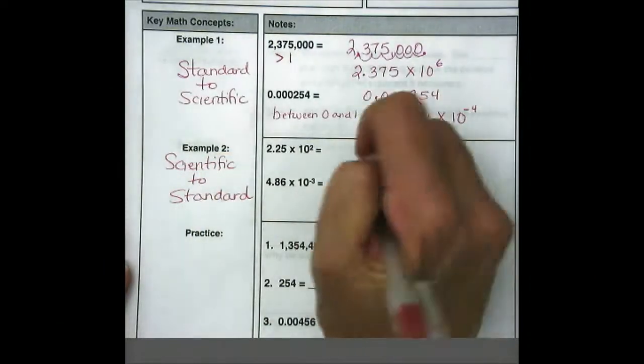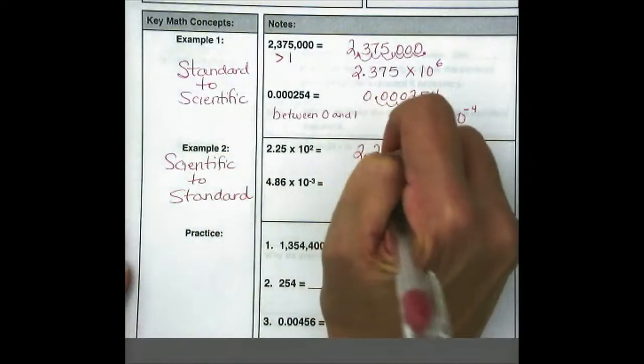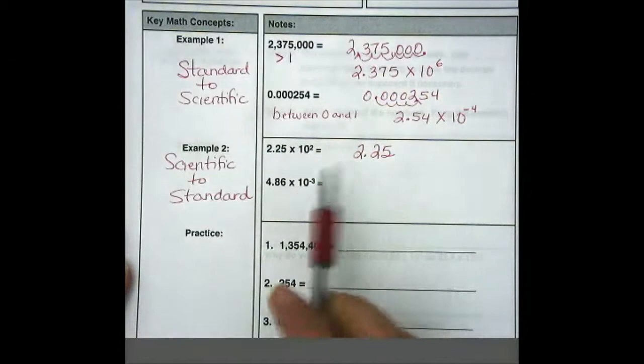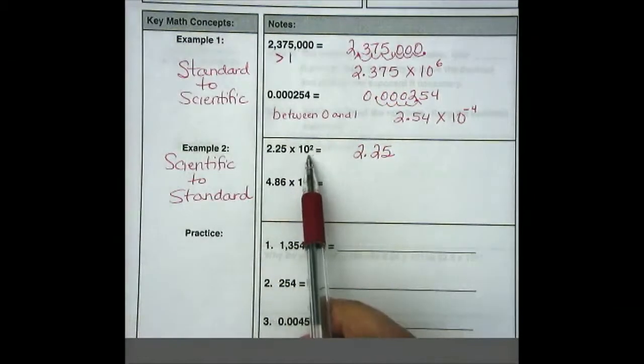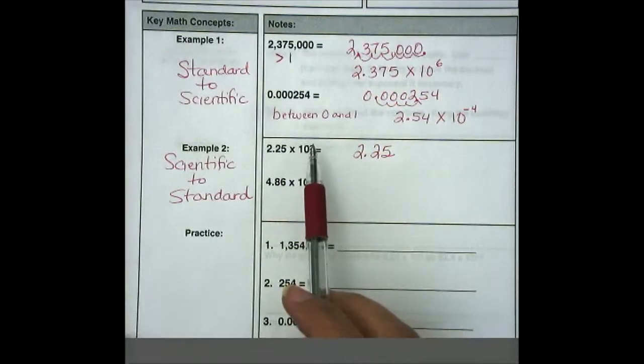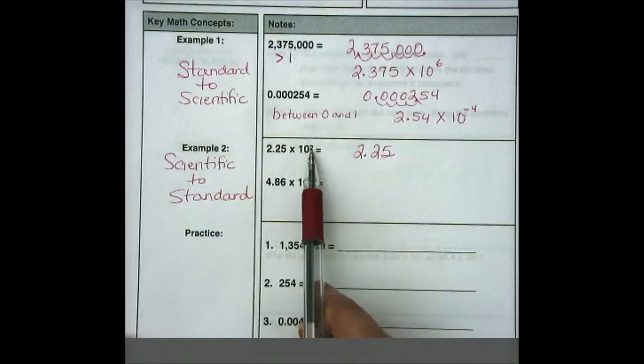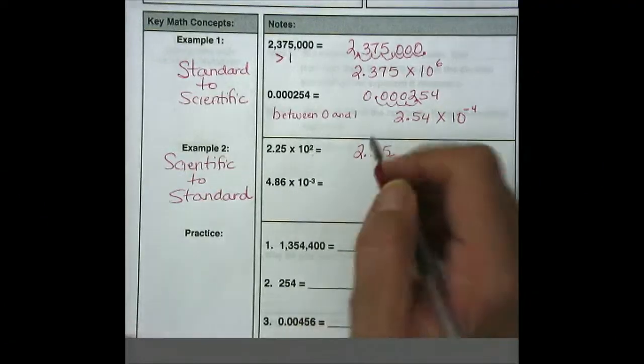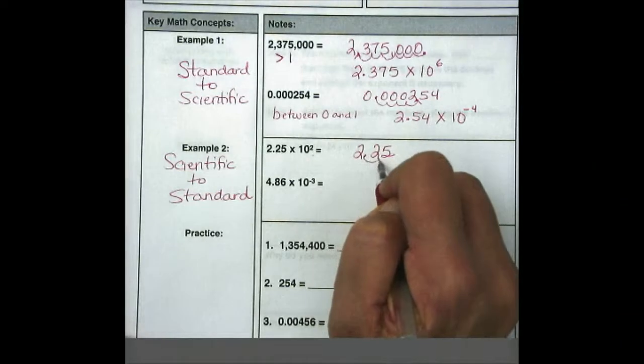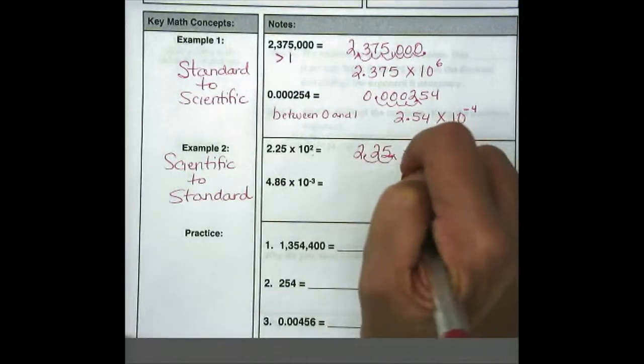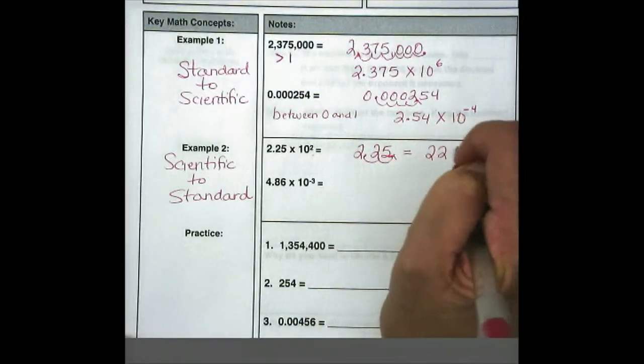2.25 times 10 to the second. So I'm going to just write my number out here, 2.25 times 10 to the second. Now my rule says that when I multiply a factor by a positive power of 10, so my positive power of 10 is 2, my decimal point's going to move to the right. So I'm going to move over 2 places, and so my answer is going to be 225.